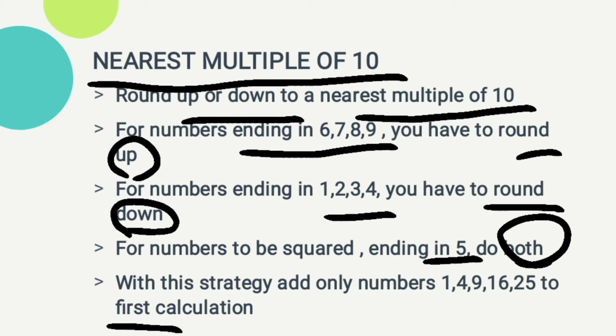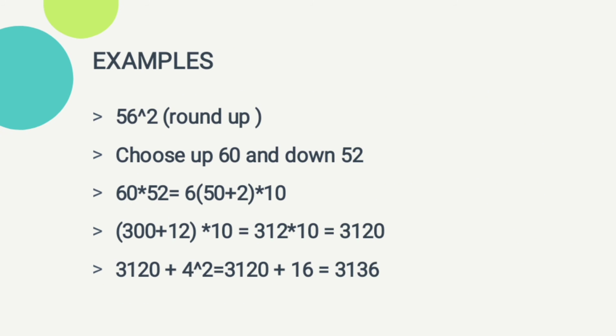What is the first calculation? Let us see. For example, take 77. If you round up to 80 for 77 and choose 74 downwards, their product will be 5920. This is the first calculation, and we add with it either 1 square or 2 square or 3 square or 4 square or 5 square. Let us see some examples.